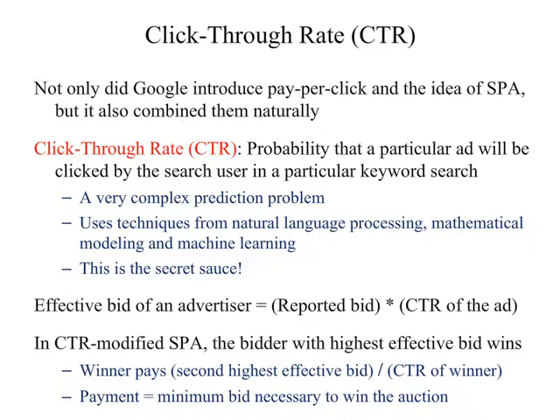So because of this click-through rate, you can think of an effective bid as basically the reported bid times the probability of being clicked. Because that's the expected amount of money that Google will make. So if the click will happen with, say, 2% probability and he's bidding 50 cents, the effective bid is really 1 cent. In that search, the expected amount of money that Google will make if it shows that ad is basically 1 cent.